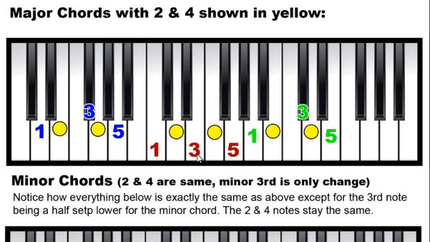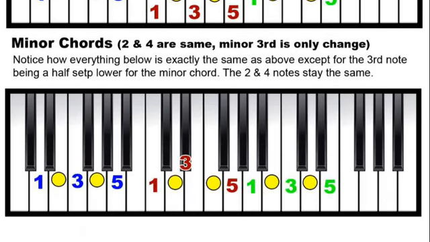But you would just do that with any chord. If you're playing a D chord, the 3rd note would happen to be a black note, but the 2nd and 4th are always one whole step away from the 1 and the 5. All right? Now, minor chords, you can do exactly the same thing.